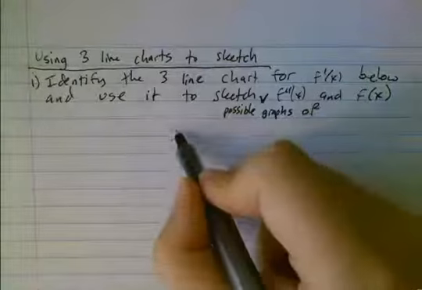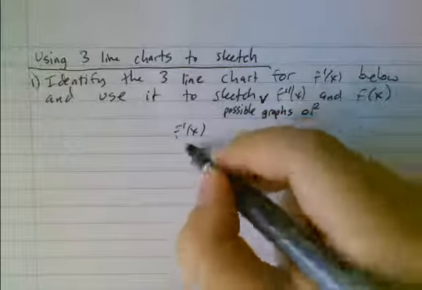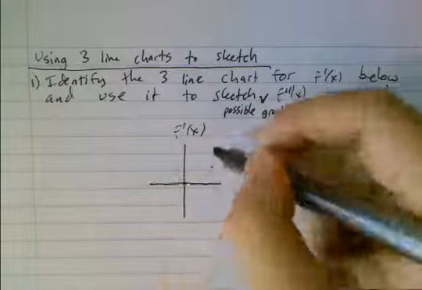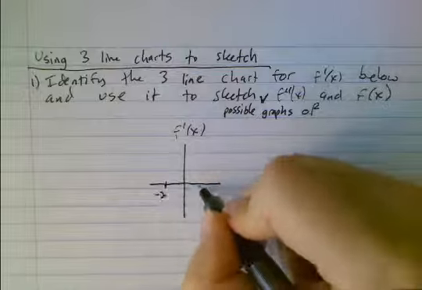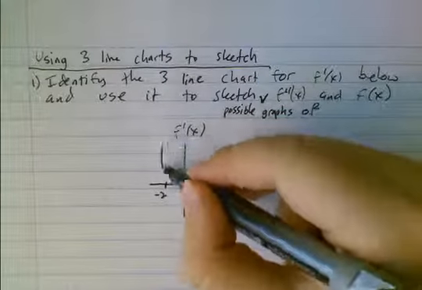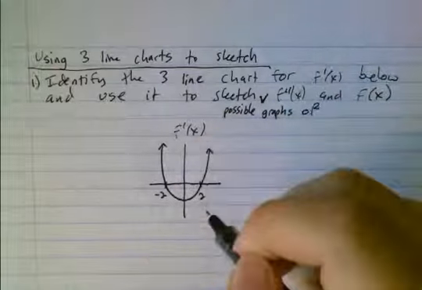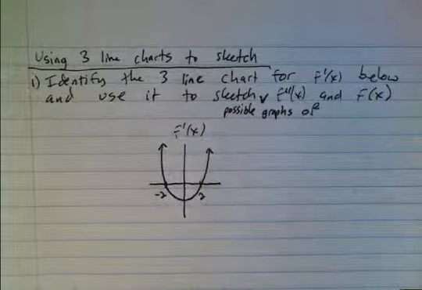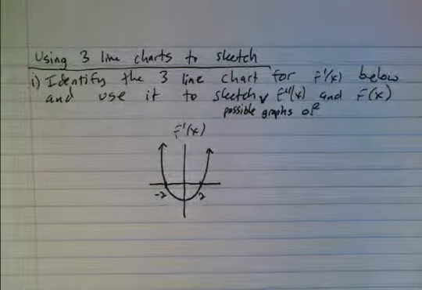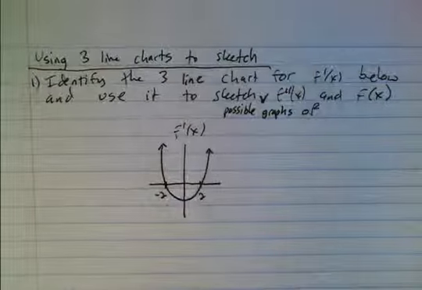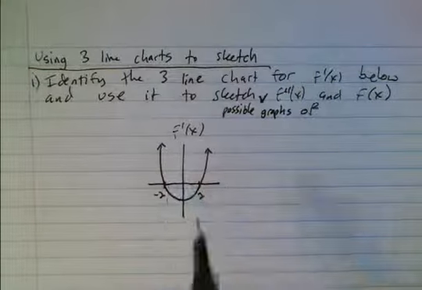So let's start out with f prime of x in the middle here, and f prime of x just looks like this. It's actually an x squared function. X squared minus 4 would be this one, in fact. 0 is at -2, 0 is at 2.